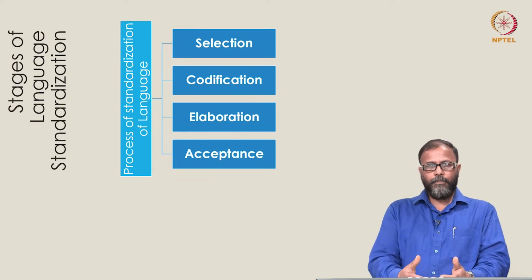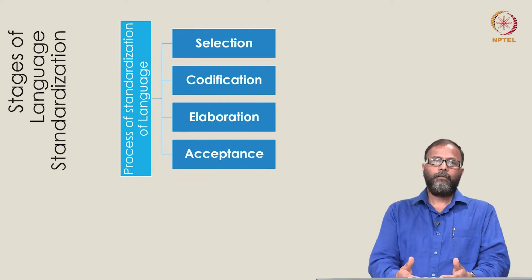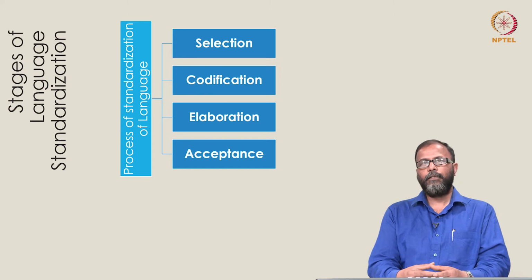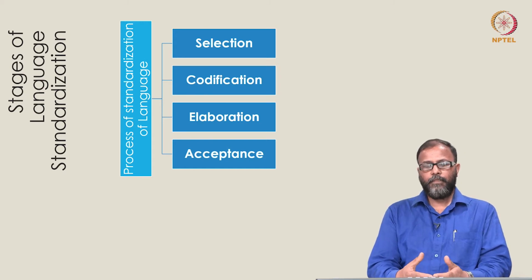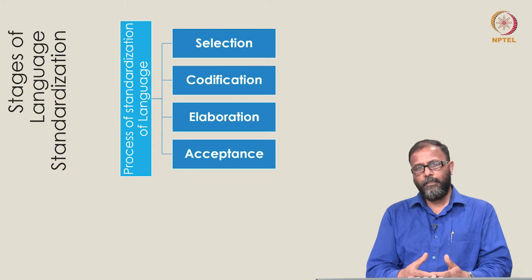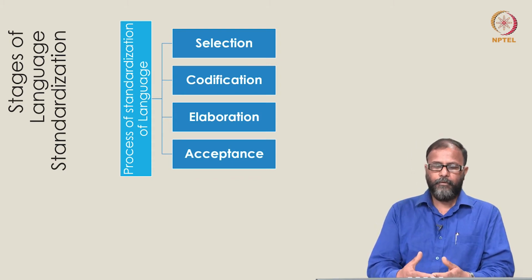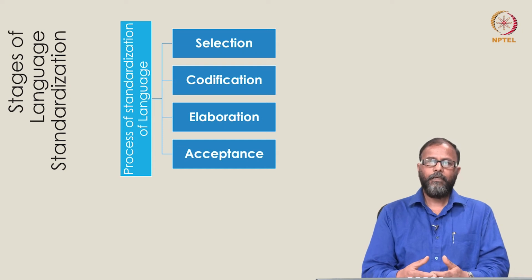Janet Holmes proposes these four stages. So look at these four stages of language standardization. The first stage is called selection. The second stage is codification. The third stage is elaboration. And the fourth stage is acceptance.